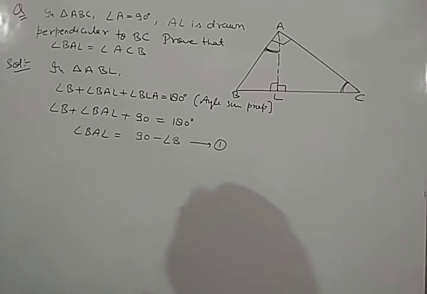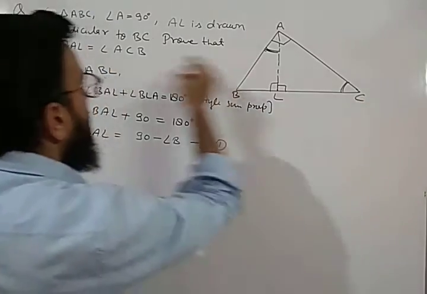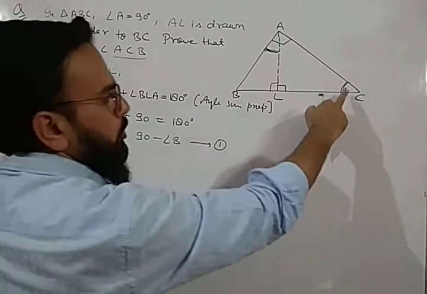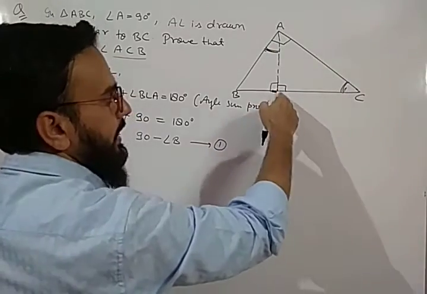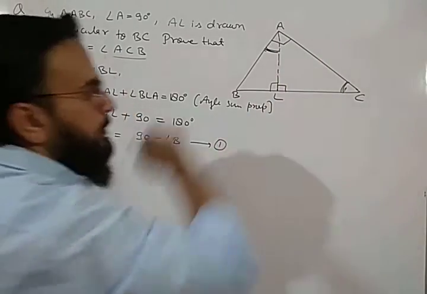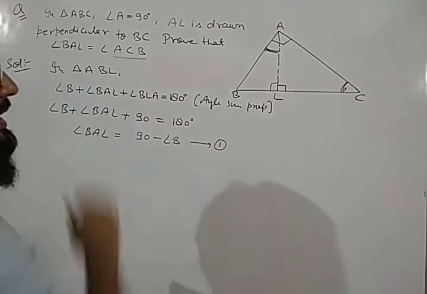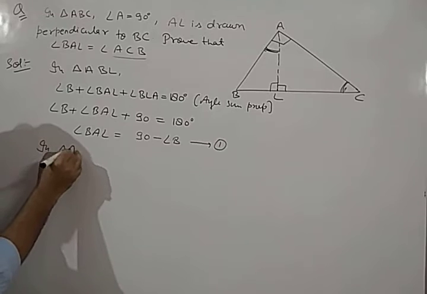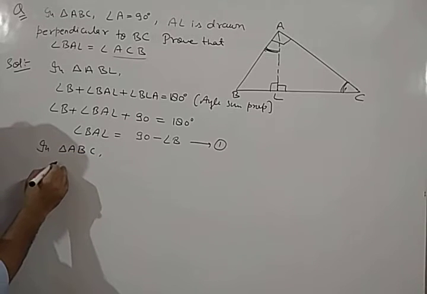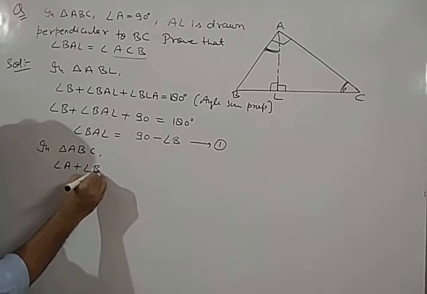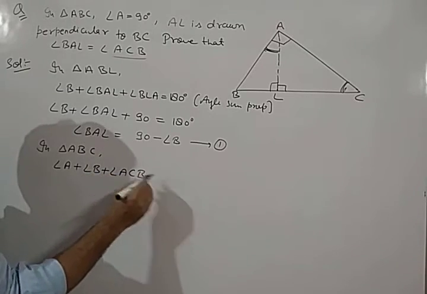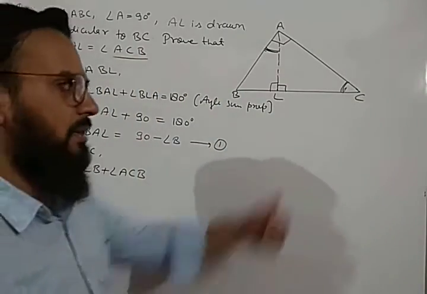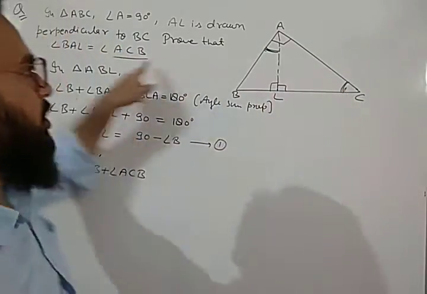Okay. Now again another angle which we have to take. This is angle ACB, means this angle C. So now how will you get this angle? You can get this angle from triangle ACL as well as triangle ABC. Now I am taking complete triangle ABC. Okay. So in triangle ABC, what is angle sum property? Angle A plus angle B plus angle ACB. I am writing it as angle ACB because we have to prove in terms of ACB. You can simply write it C also, but I am writing ACB because we have to prove ACB.